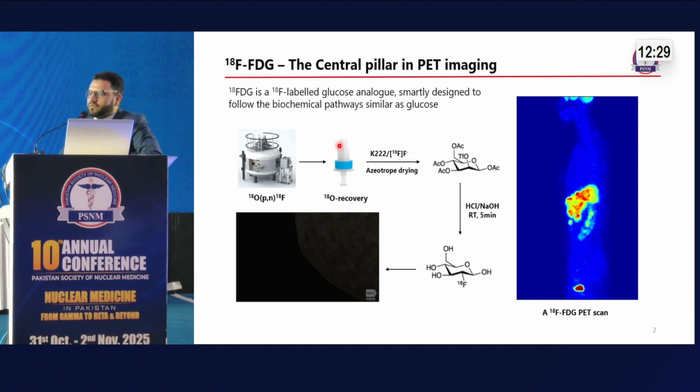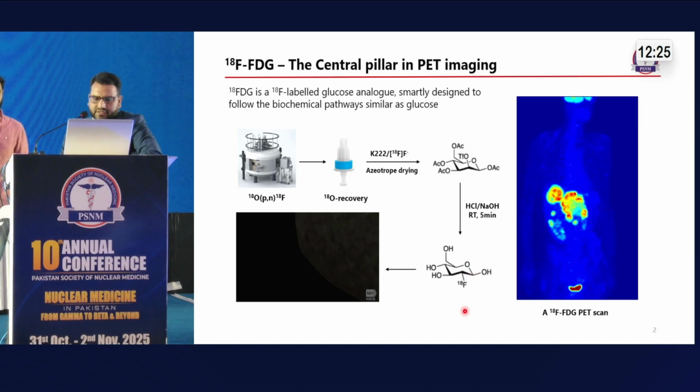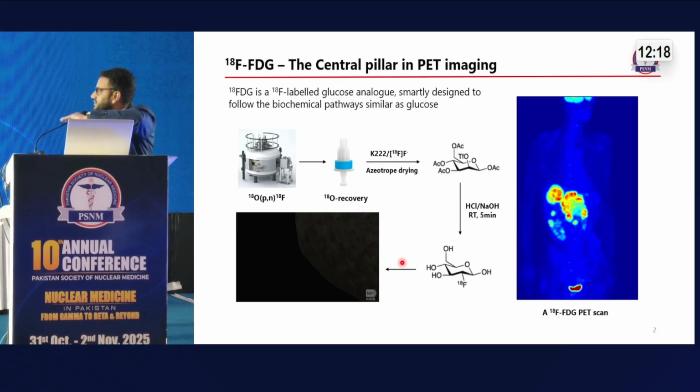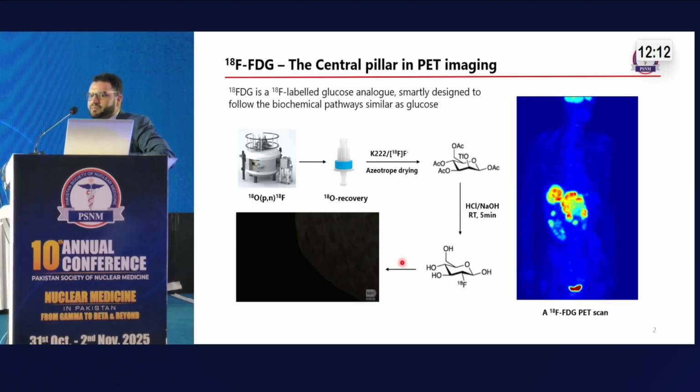an analog where one of the OH groups of the glucose molecule is replaced with fluorine-18. This is the whole process of FDG synthesis. The process looks very simple, but there is a science behind each step. It starts with O-18 bombardment with protons. So you bombard the O-18 with protons to produce the F-18.